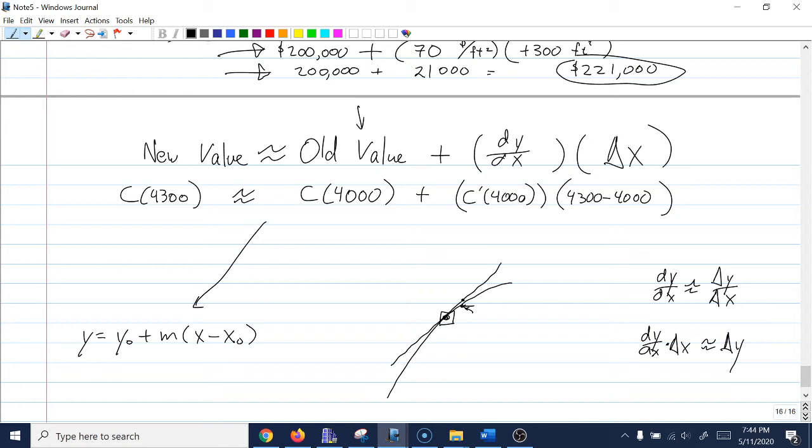What's the equation of the tangent line? Well, the equation of the tangent line is: take the y value that you know, add the slope, times how much you changed the x by. This is a y value that you know.